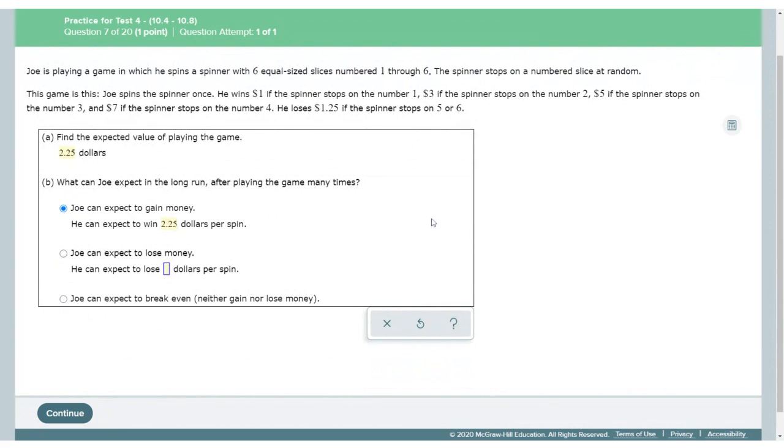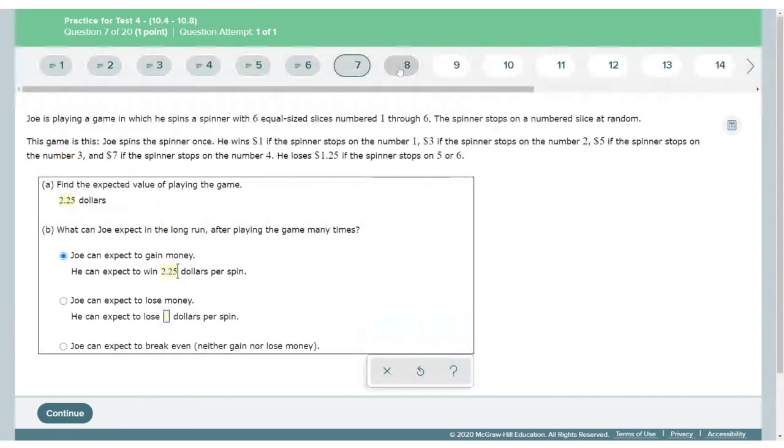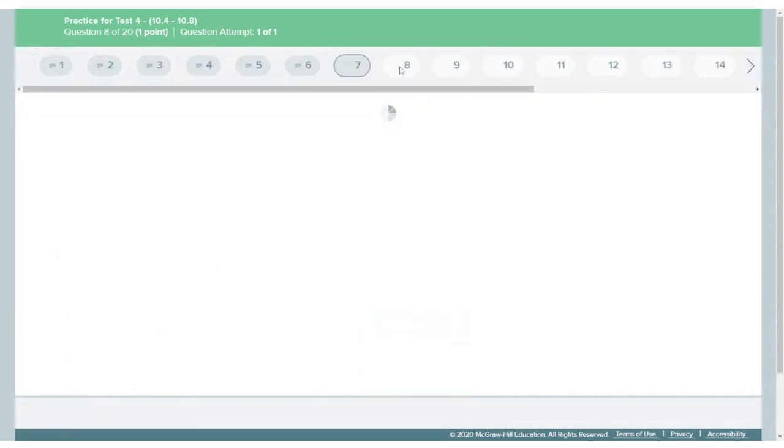Okay, any questions about that one? I know that one's a major pain in the neck. There's another expected value problem in here like it. So if you're not entirely clear, we got that one now. All right.